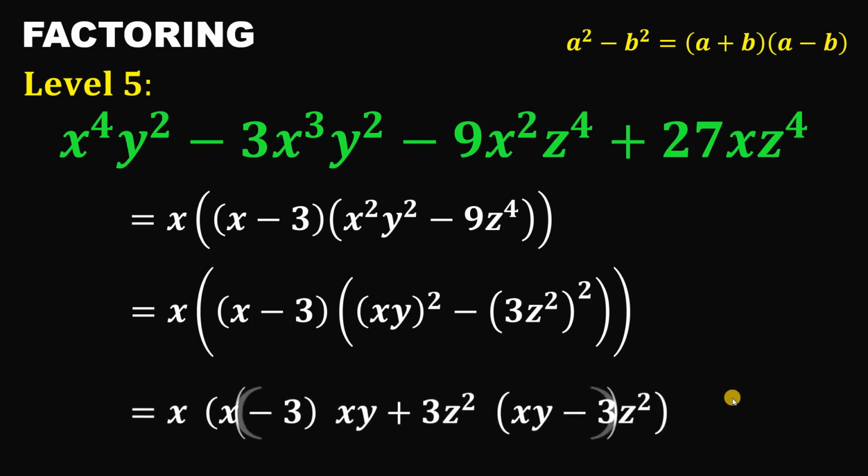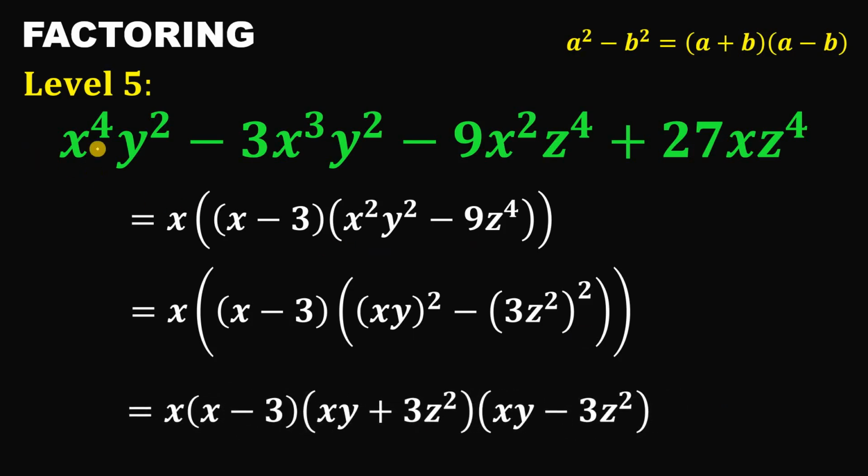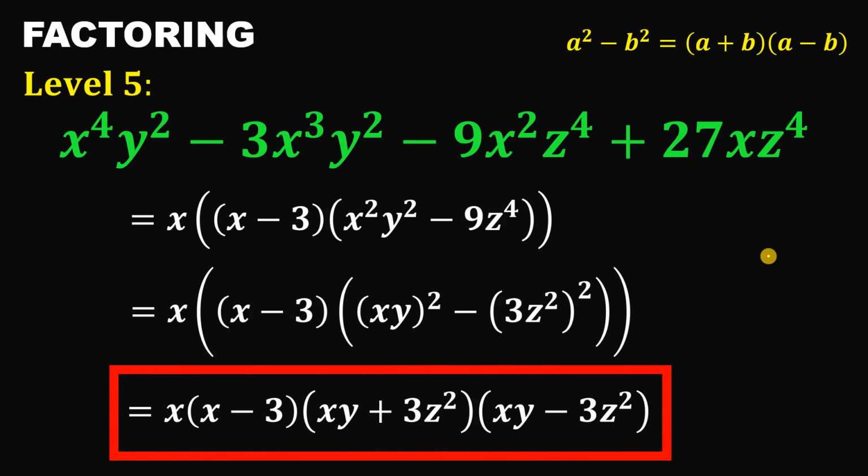And there you have it. This is the factored form of x raised to the fourth power y squared minus 3x cubed y squared minus 9x squared z raised to the fourth power plus 27x z to the fourth power. And we are done.